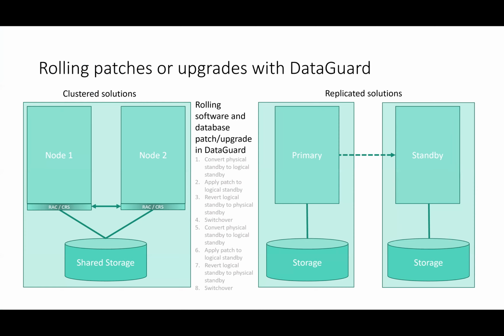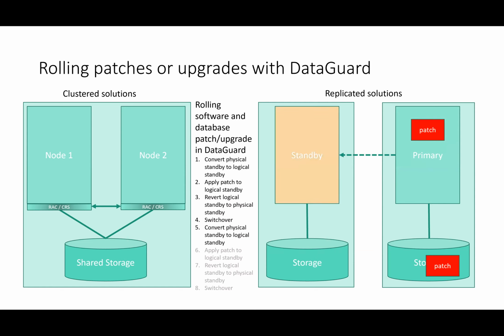So what that looks like is something like this. Here, we first start by converting the physical standby to a logical standby. And then we can apply patches either to the software, maybe by shutting down the instance, or to the hardware, or to the database. But the logical standby, while it's a logical standby, can be patched without affecting service on the primary. Then when we're done patching, we revert the logical standby back to physical. And now we do a DataGuard switchover, just a role switchover. We convert what used to be the standby to a primary and the primary to a standby.